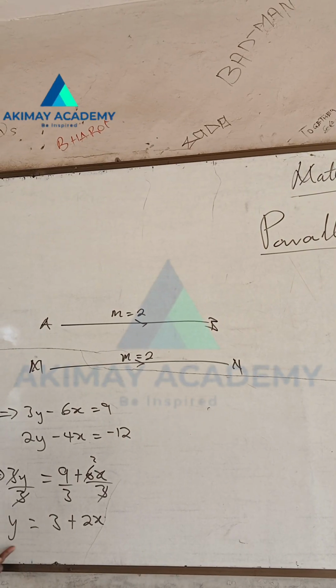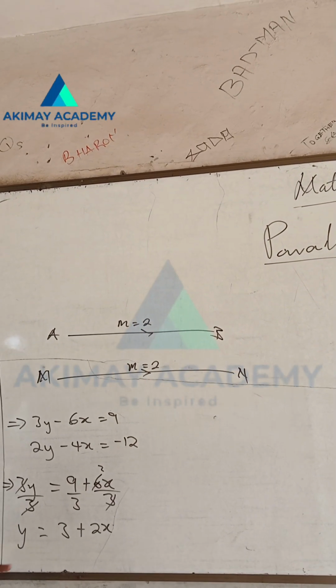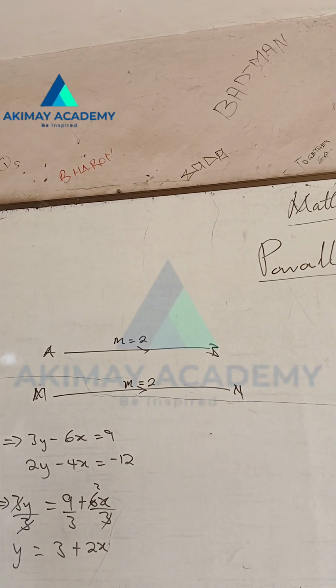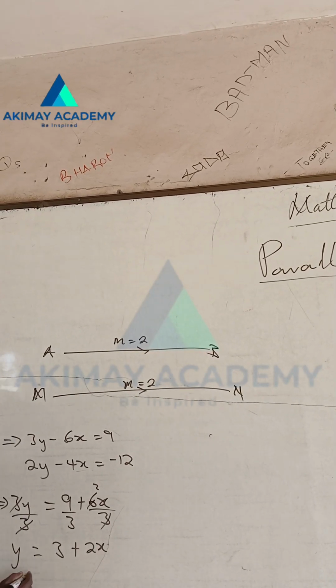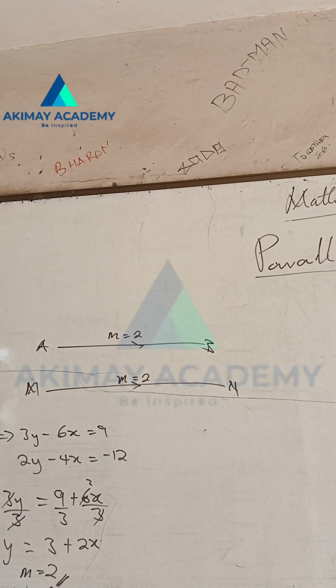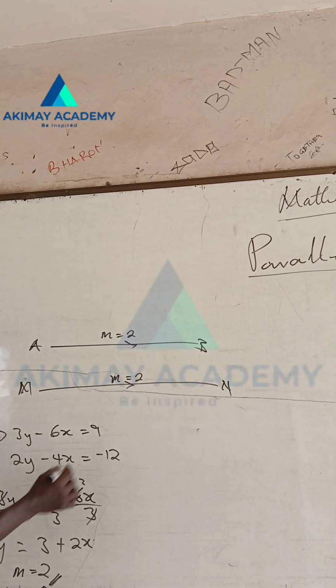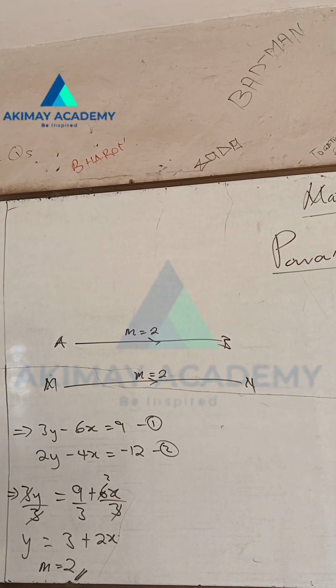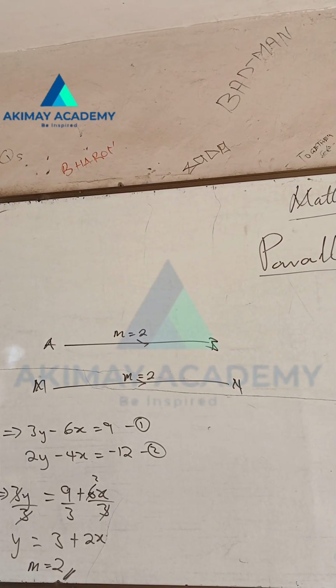After making y the subject in this manner, automatically the coefficient of x is the gradient. So for this particular equation, our gradient m is equal to 2, because 2 is the coefficient of x. So this represents our equation 1. Now let's look at the gradient from equation 2 as well.